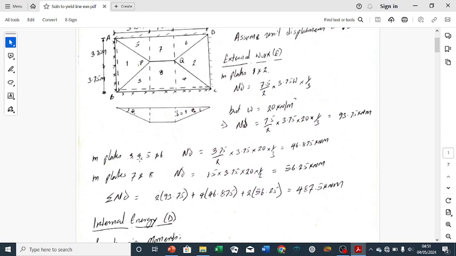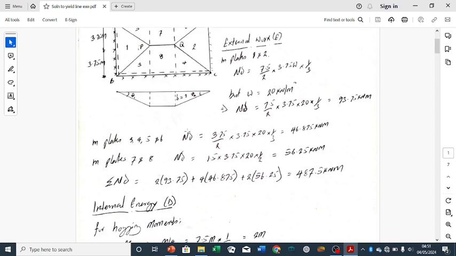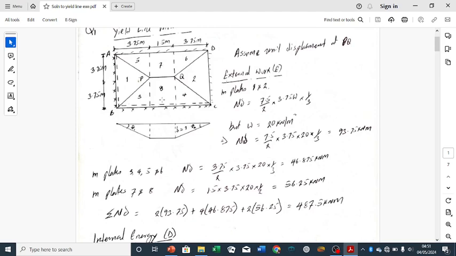So we now say in plates 3, 4, 5, 6, what is our N delta? If we pick 3, the N there is the plan area multiplied by W, which is our UDL. The plan area is half base times height, which is half of 3.75 times the height, which is also 3.75, multiplied by the UDL, which is 20. And our delta, remember, for this triangle, is 1 over 3. And so when you calculate that, you have 46.875 kilonewton meter. What is now remaining is plates 7 and 8, which are also similar.